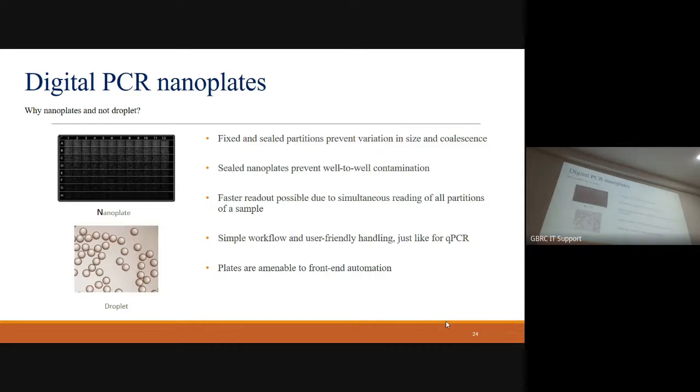So what are the main advantages? Here the fixed and sealed partitions prevent variation. So sealed nanoplate: whenever you put your plate inside the instrument, the roller from the bottom side will seal each of your nano partitions. So the sealed plate will prevent well-to-well contamination, and it will have a faster readout.